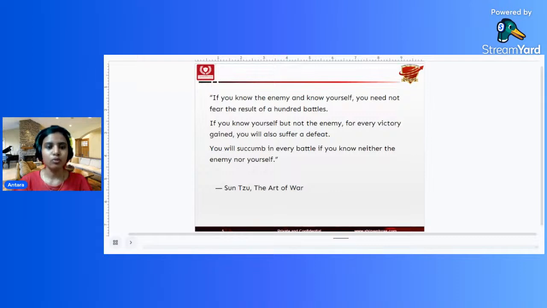But if you know only yourself, but not the attacker, the pattern and the trend that the attacker follows, then for every victory that you have gained so far, there will also surely be a defeat. And the last one says that you will succumb in every battle if you know neither the attacker nor the security controls of your organization. I just love the ideology of this particular saying, so I've put it in the slide.